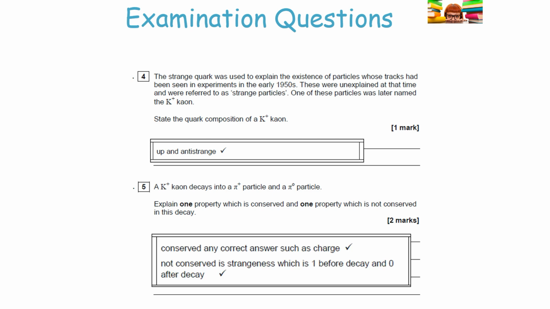You've got charge, baryon number, lepton number, momentum, and energy mass. The one thing in this case which isn't conserved is strangeness, because where kaons are concerned, you do not have to conserve the strangeness when it decays by the weak interaction. It can change by plus 1 or it can change by minus 1.